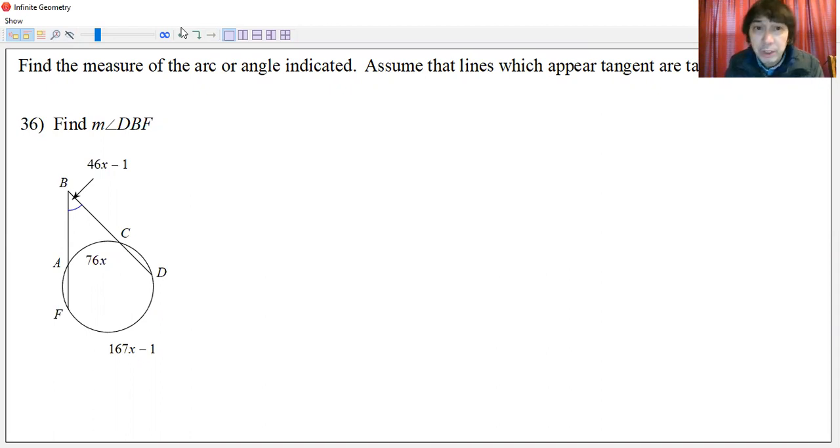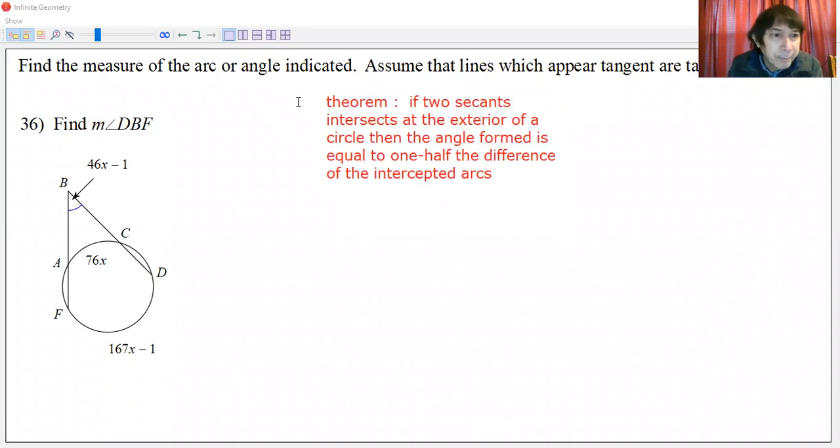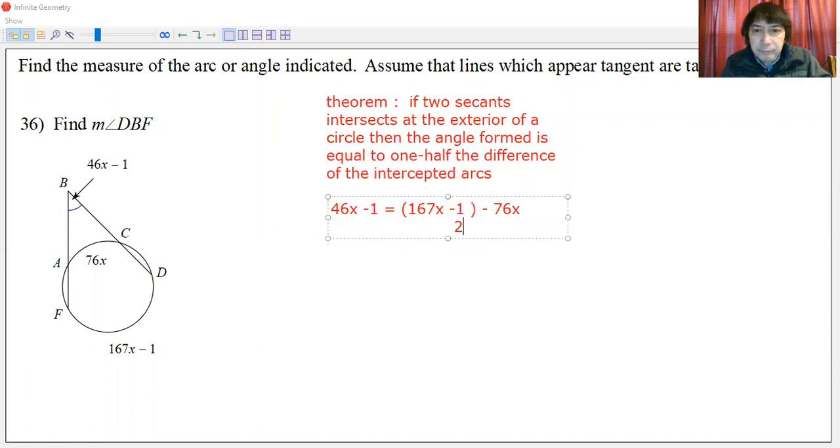All right, we still have two intersecting secants. This will still be the applied theorem. Our requirement is the angle DBF. So our working equation is the angle DBF, 46x minus 1, is equal to 1/2 of the difference of 167x minus 1. This is the bigger arc minus the smaller arc 76x. Now you will have to divide this by 2.